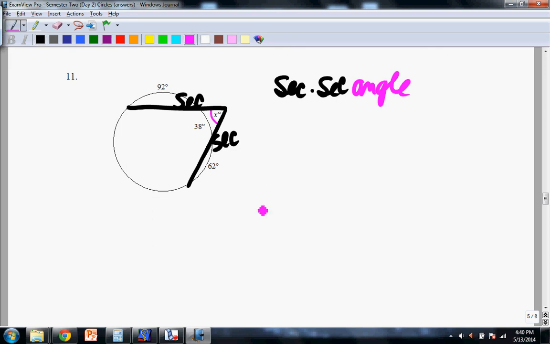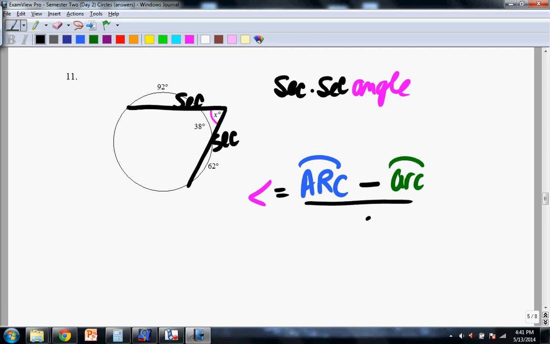And a secant angle, we know the angle equals big arc minus little arc over 2. Now before we go on, I want to see what you do. Trace, where's the big arc and where's the little arc in this equation? I want to see if you can physically identify those yourself. Trace them. I'll color code them for you in about 20 seconds.